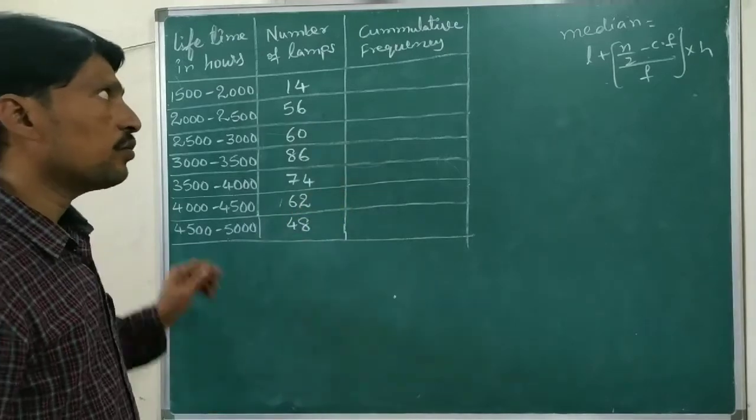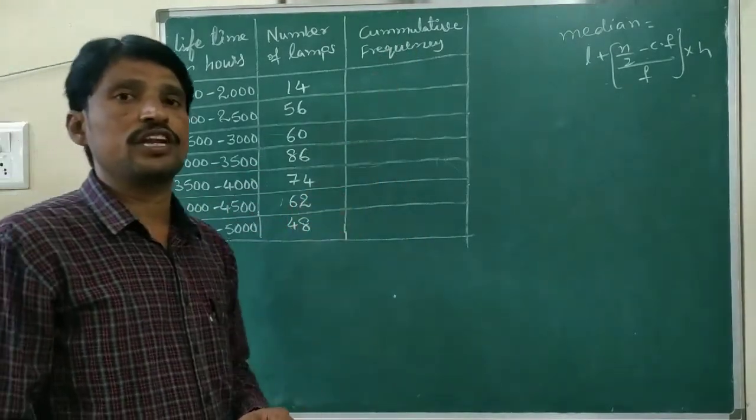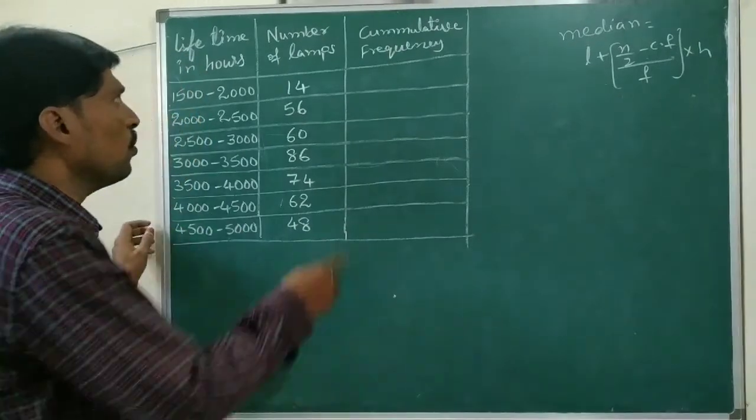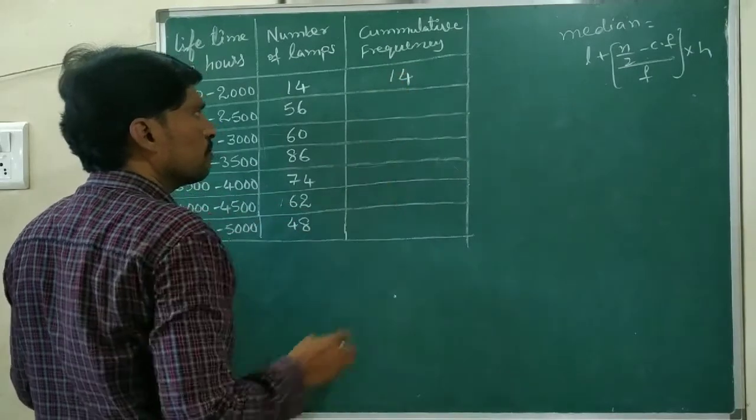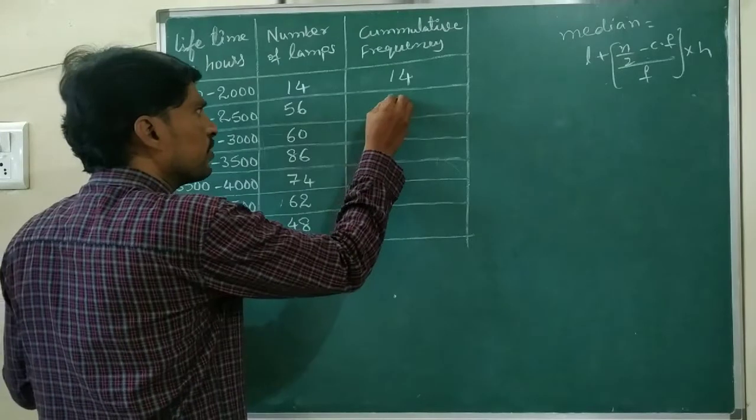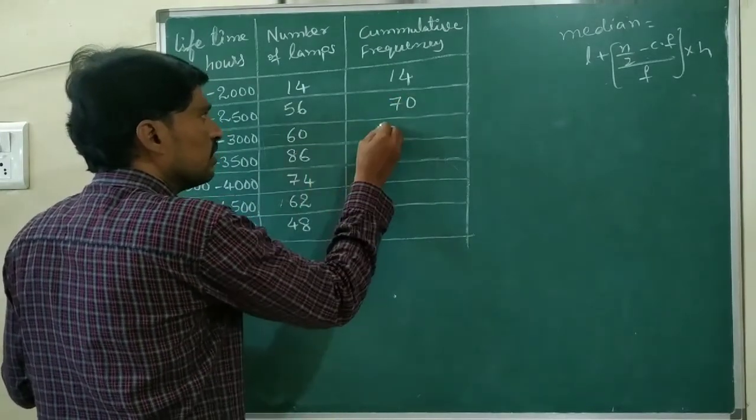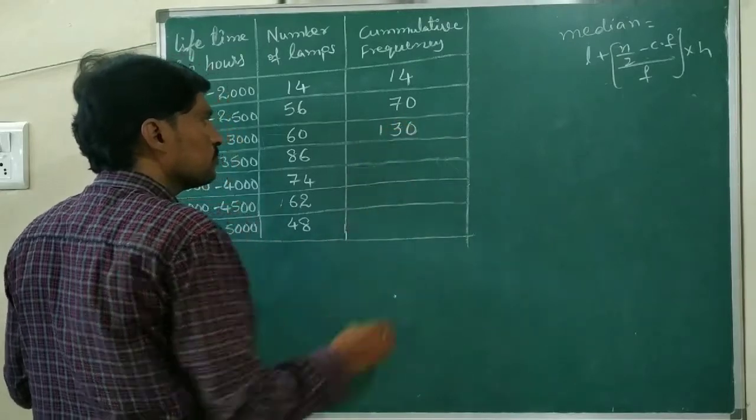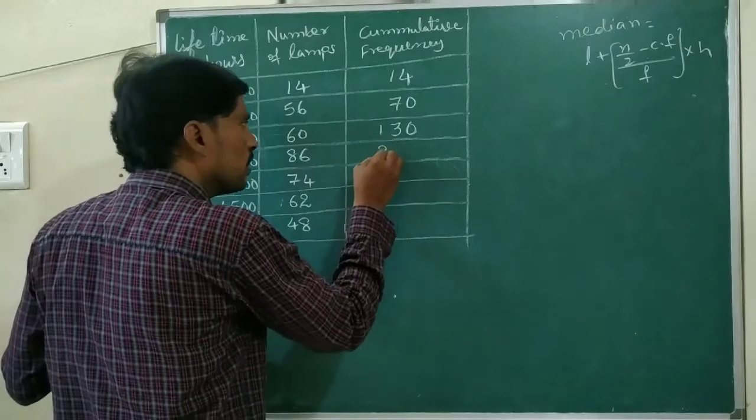One more column we need to write, that is cumulative frequency. Cumulative means step by step we need to add. First frequency as usual we take 14, that is 14 only. 14 plus 56 is 70. 70 plus 60 is 130. 130 plus 86 is 216.